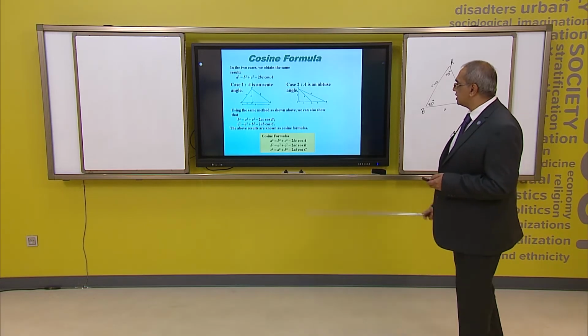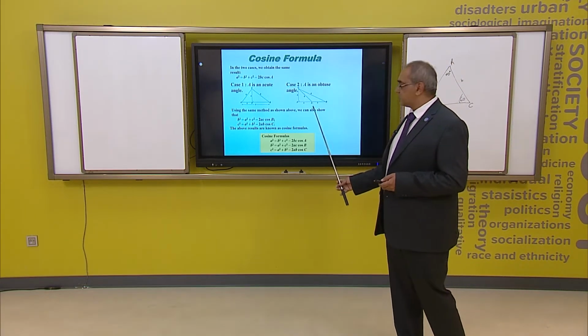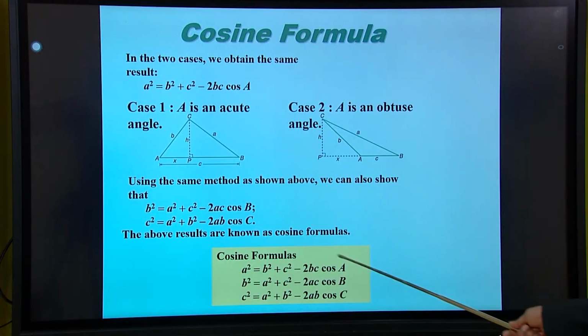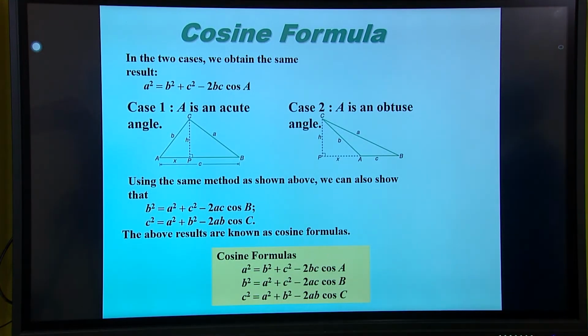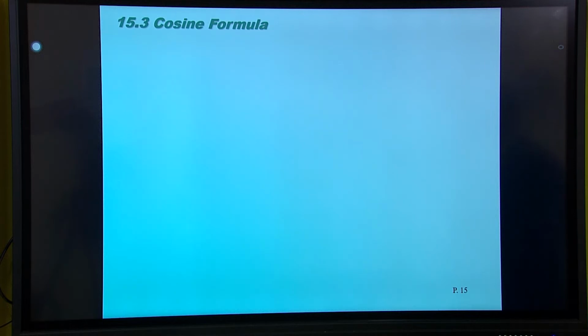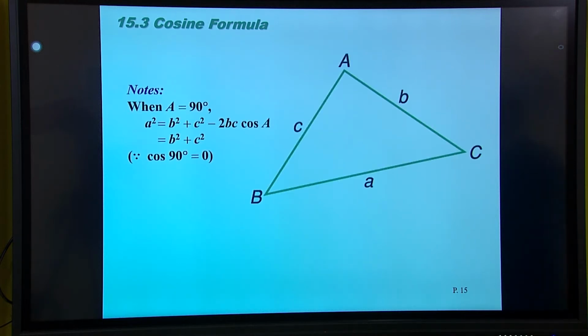What is important about it? We can write the angles and sides if we are given three sides and an angle. So if we are missing any one of them, we can find it. Okay, so let's have a look at an example.